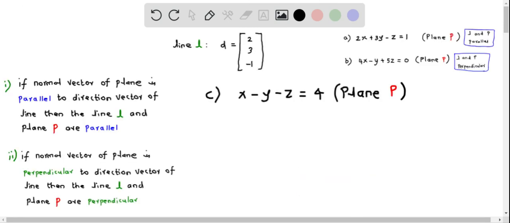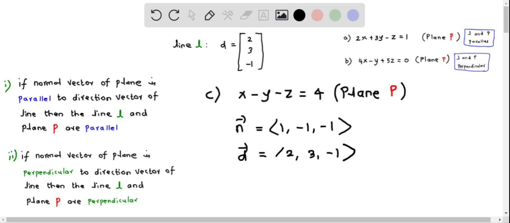Let's do part C. So here we have the plane x minus y minus z equals 4. First let me write the normal vector. This equals, we take the coefficients of x, y and z, that is (1, -1, -1), and I also write down the direction vector. So we have d vector equals (2, 3, -1). Let's see if these two are parallel to each other.